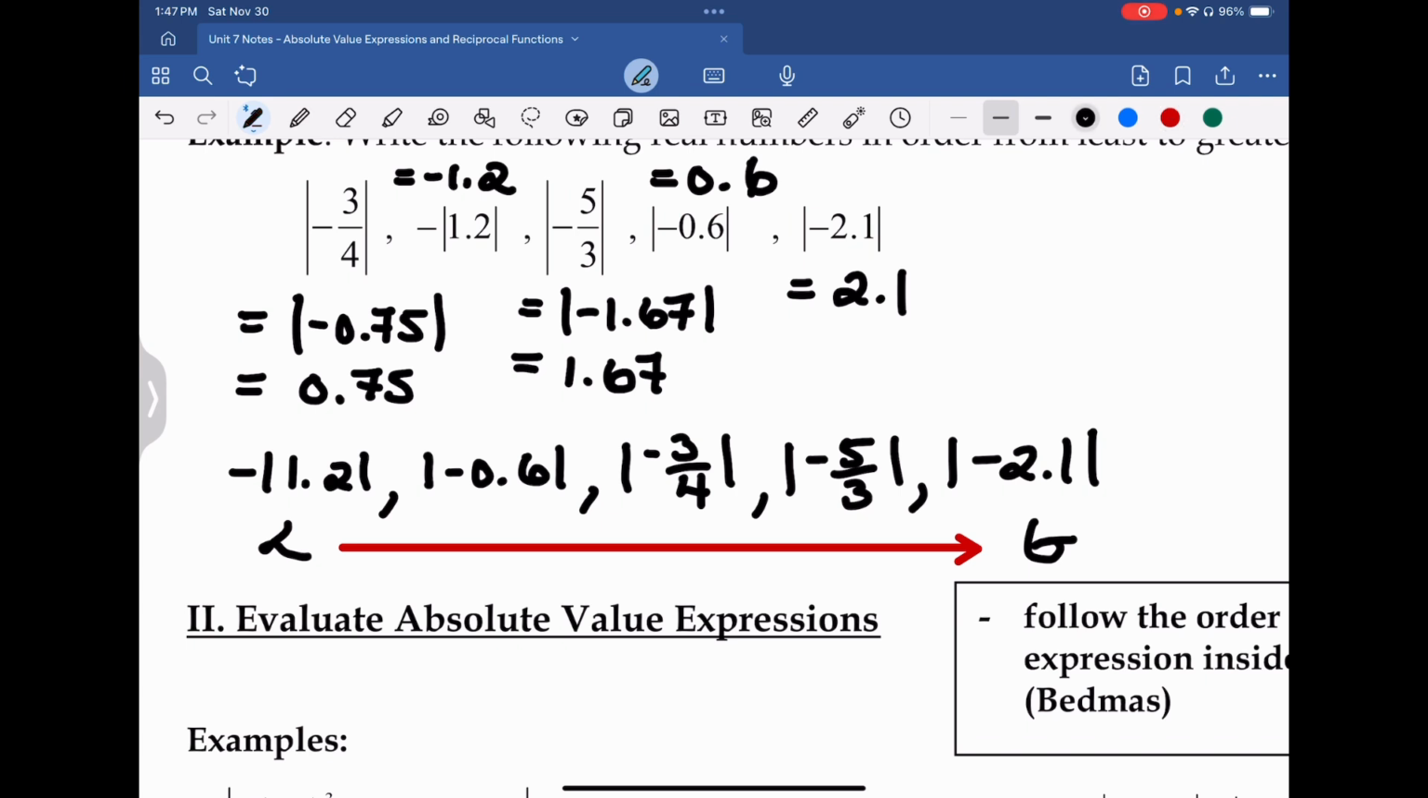Awesome. So just be very careful. If the negative's on the outside, then the number will stay negative. If the number's on the inside, it goes to a positive. And if we start mashing these up as fractions and decimals, maybe convert them all to decimals just so you can see it easily.